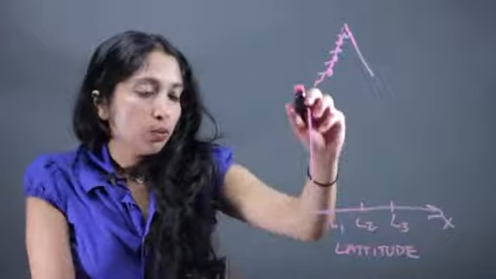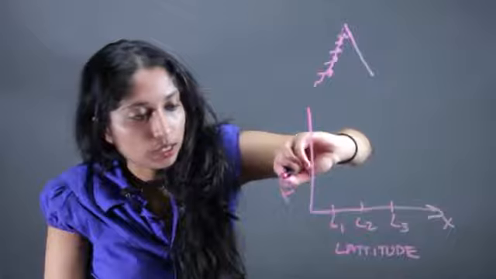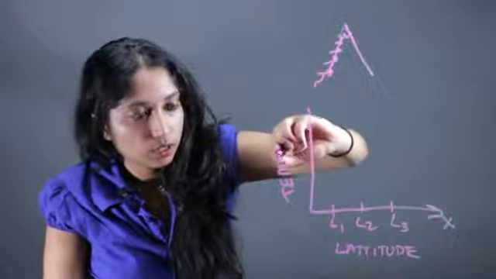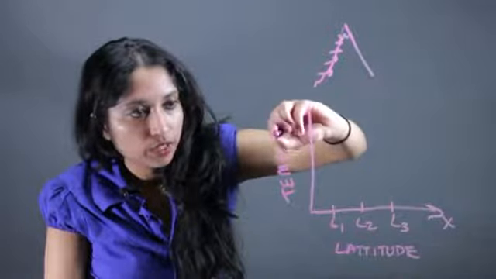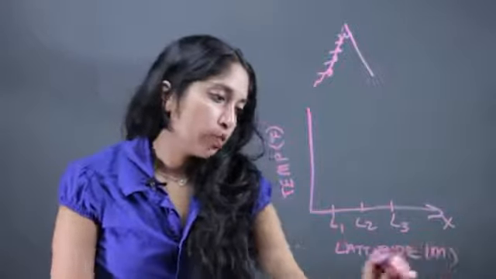And on the y-axis, we're going to put what we're measuring, which in this case is temperature. Put it in degrees Fahrenheit. You always want to include a unit of measure. So in this case, let's just make it meters.